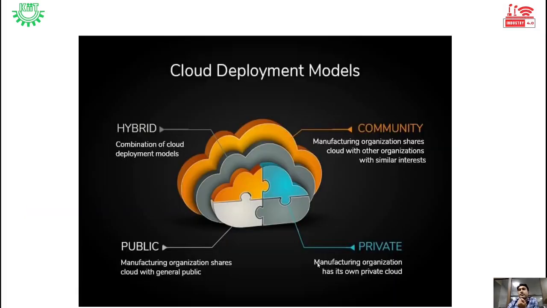So then there is the private cloud. Cloud resources are dedicated to a single organization and can be hosted on premises or by a third-party provider. They offer greater control and customization. So the private cloud is a cloud computing environment that is dedicated to a single organization or customer, providing computing resources such as virtual machines. There can be storage also and networking on a private and isolated infrastructure.